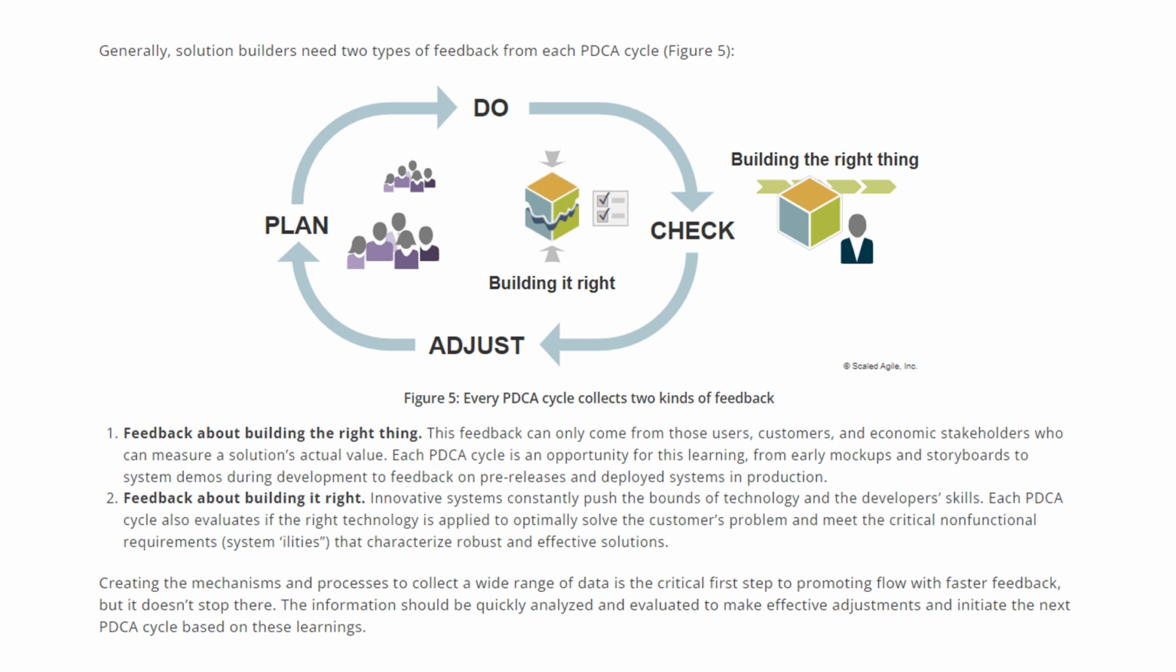The second is feedback about building it right. Innovative systems constantly push the bounds of technology and developer skills. So each PDCA also evaluates if the right technology is applied to optimally solve the customer's problem and if they meet the critical non-functional requirements that characterize a robust and effective solution. So creating the mechanisms and processes to collect a wide range of data is the critical first step to promoting flow with faster feedback, but it does not stop there.